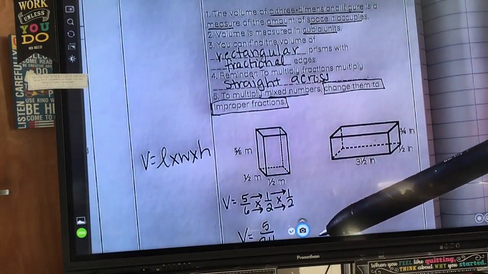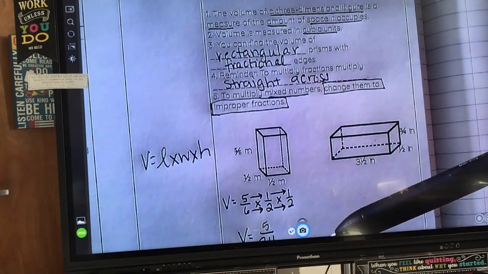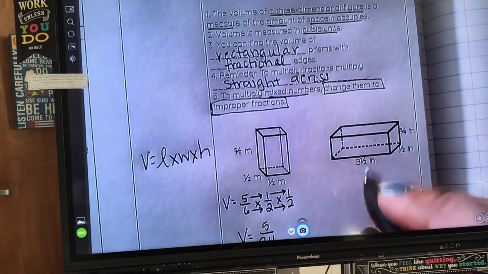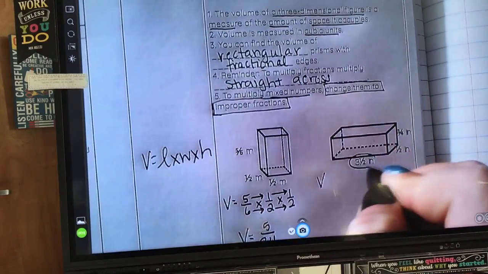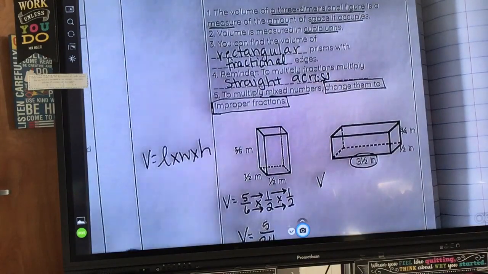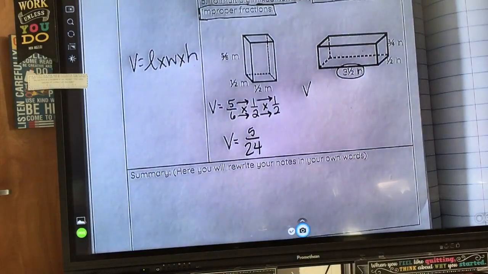Why not? Raise your hand. Why can we not simplify them? Okay. Alright, so now this one over here, what do you notice about this number? What do you notice about that number right there? What do you notice? Noah?